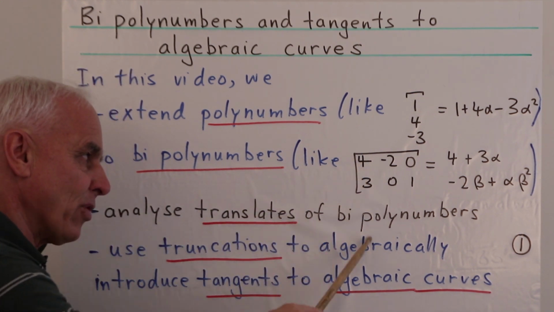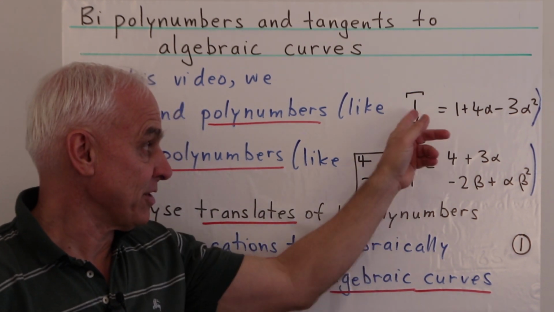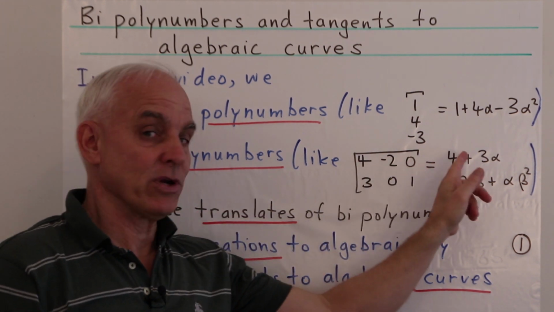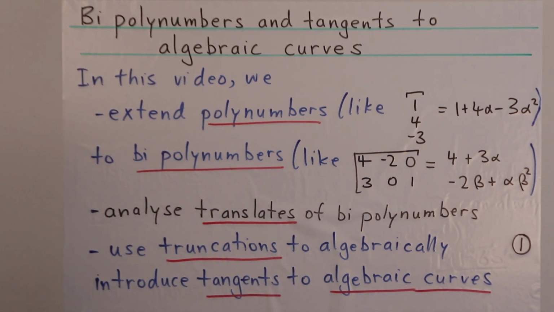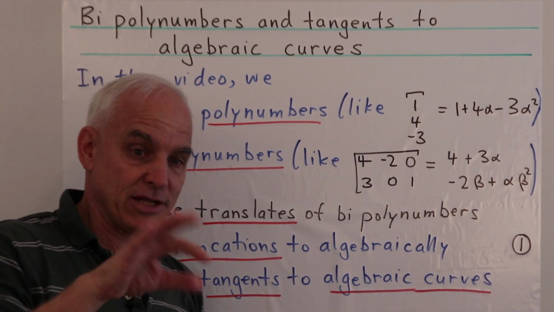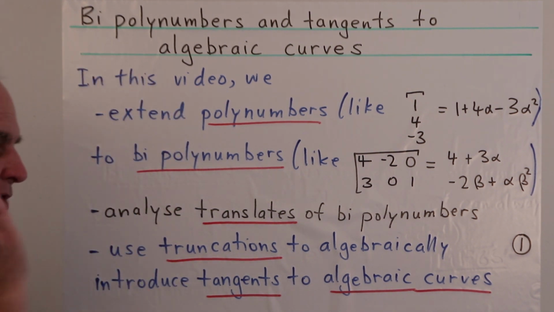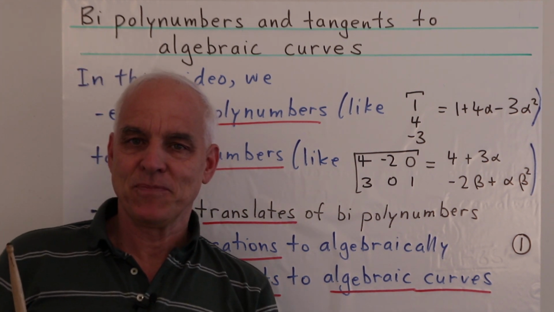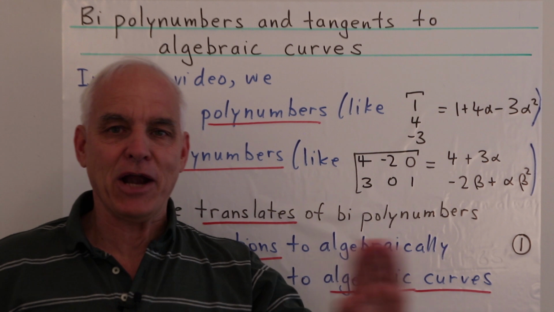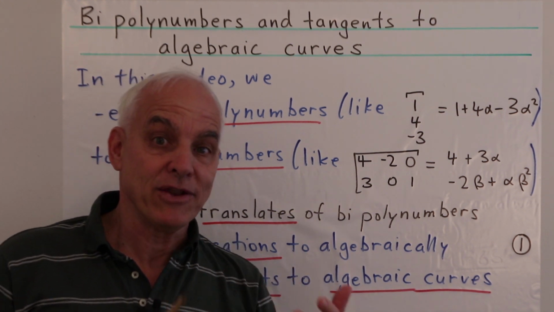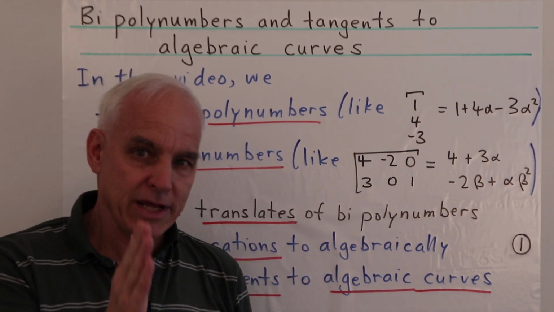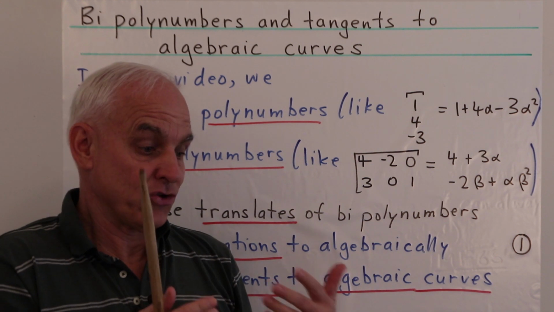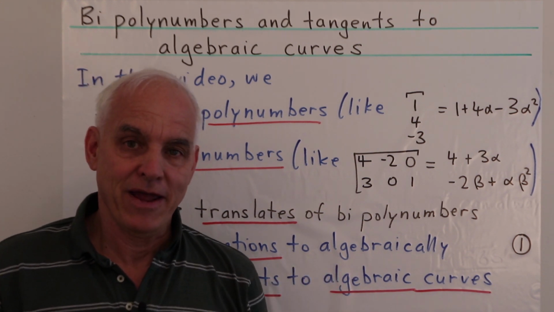So we're going to have alphas corresponding to this vertical direction, just as in the one-dimensional case, and then betas corresponding to this new direction going right. We'll analyze translates of bipolynumbers, that's going to be important, and then we're going to use truncations to algebraically get a hold of tangents to algebraic curves. So we're going to finesse entirely the standard thinking about limits and secants and taking infinite processes. We're going to stick to purely algebraic operations, and the truncation is such a simple and elegant way of doing this.